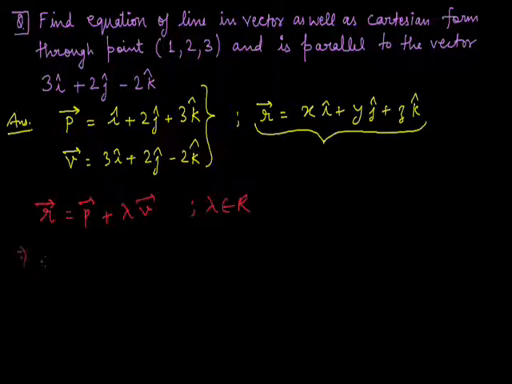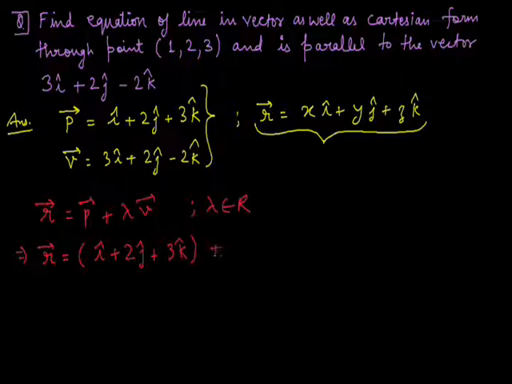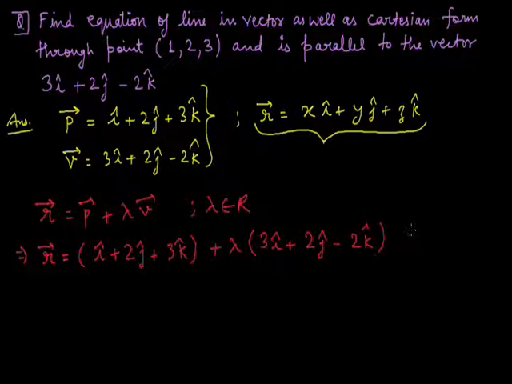So the equation becomes R vector equals P vector plus lambda times V vector, where lambda belongs to R. So the vector equation is R vector equals i cap plus 2j cap plus 3k cap plus lambda times (3i cap plus 2j cap minus 2k cap). This is the vector form of the given line.